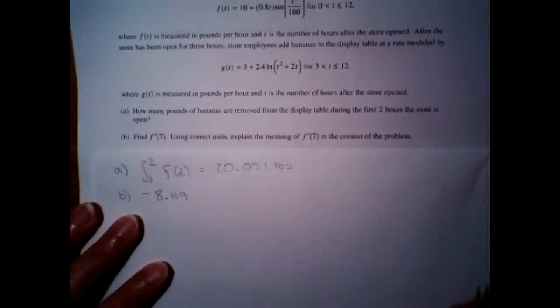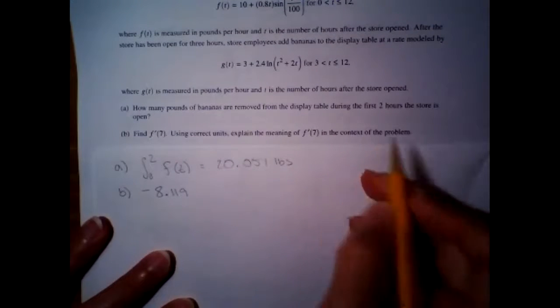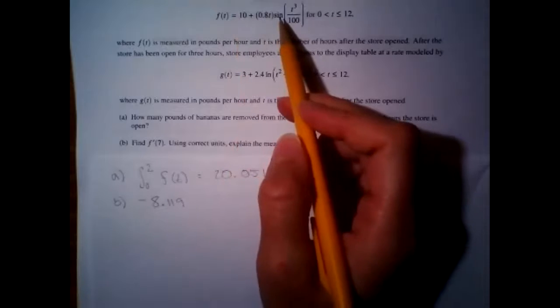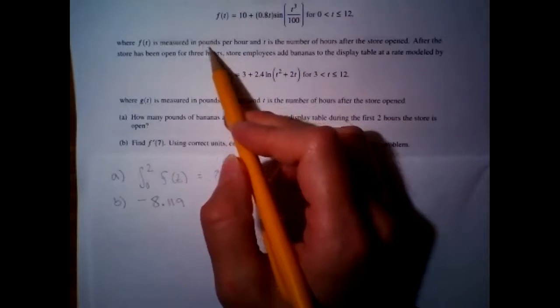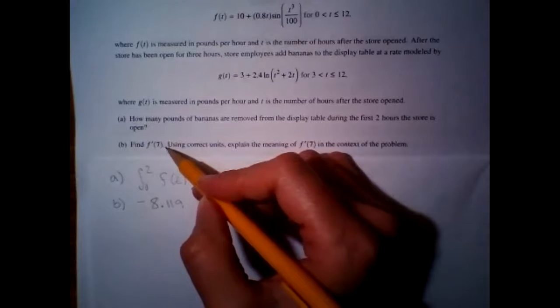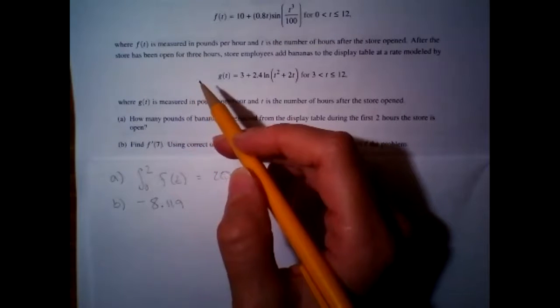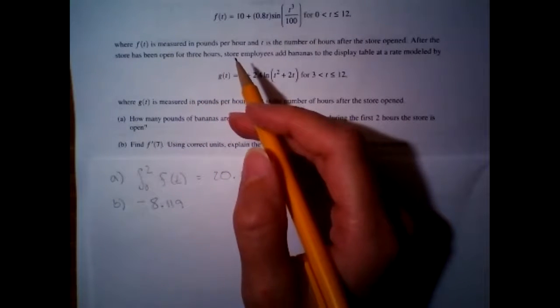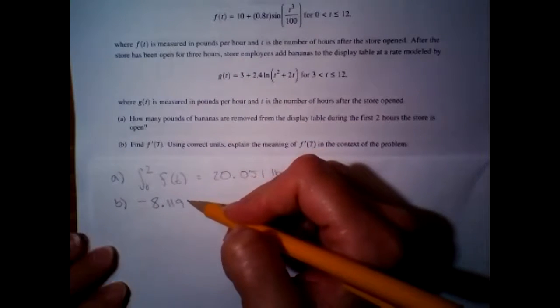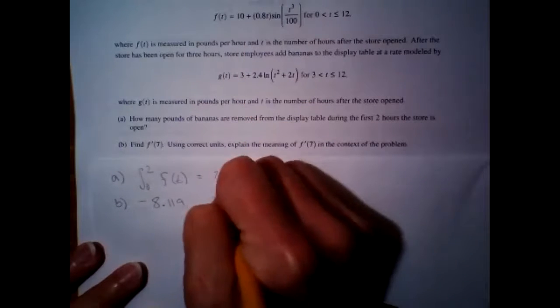All right, and then using correct units, we have to explain what that means in the context of the problem. All right, this was a rate out in pounds per hour. So it already was a rate, pounds per hour. So if we did a derivative of that, it's going to be pounds per hour per hour. It's a rate of a rate. So it's pounds per hour squared. And since it is negative, it means this rate is decreasing.